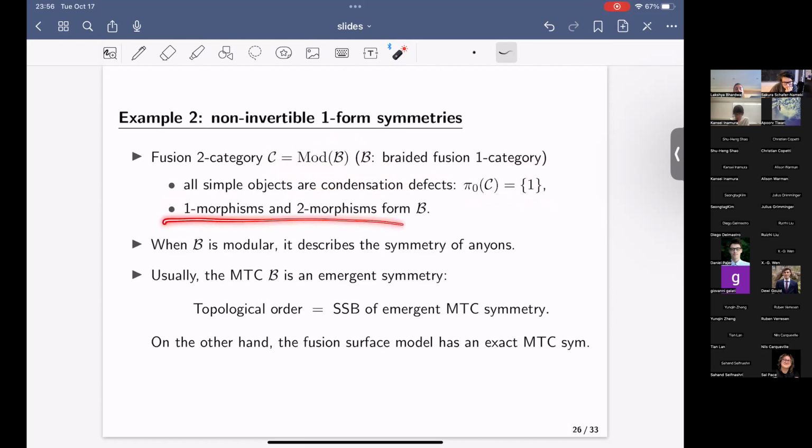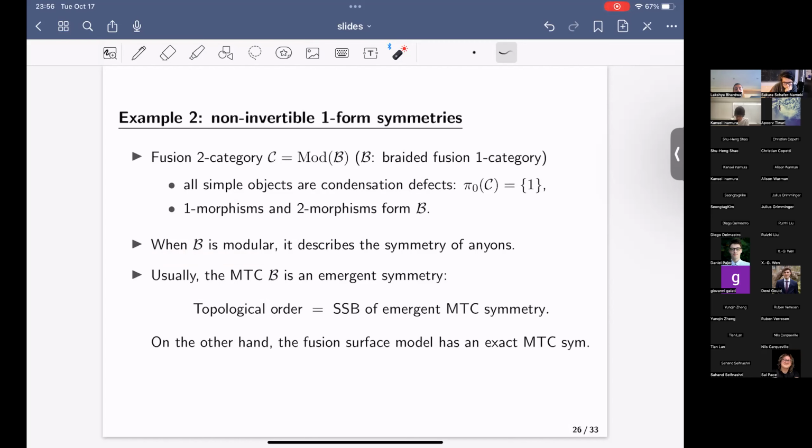And 1-morphisms and 2-morphisms of this fusion 2-category form a braided fusion 1-category B. And this non-invertible one-form symmetry is particularly important when this B is a modular tensor category, because in this case, this symmetry describes the symmetry generated by anyons.